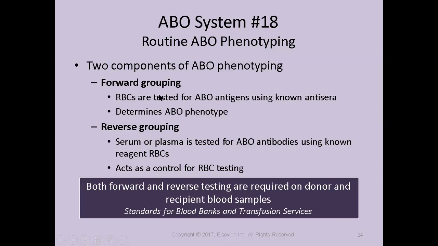This is really done as a double check of our forward typing. We want to make sure that if the typing going forward looks like O, the reverse typing looks like O too, meaning they have anti-A and anti-B that reacted with the reagent A1 and B cells. Both forward and reverse testing are required on donor and recipient blood samples, and this is stipulated by standards for blood banks and transfusion services. Have to do both.